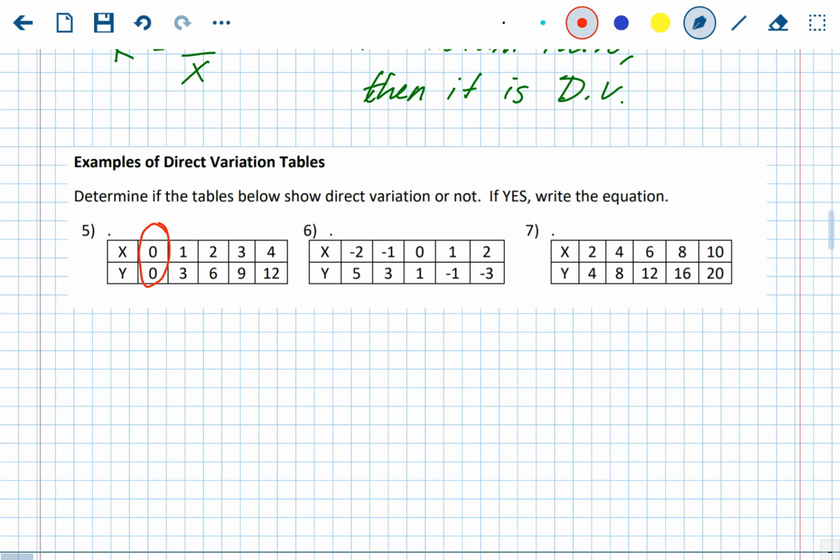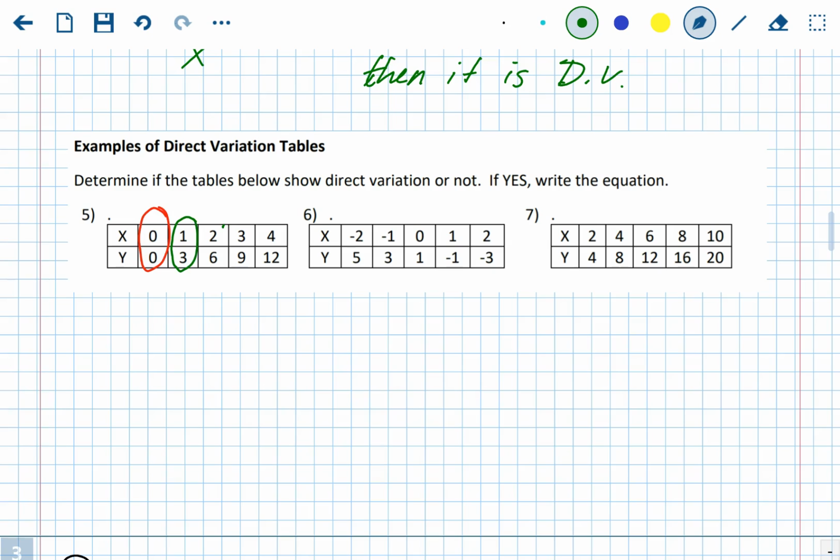Now that doesn't necessarily mean this is a linear table just because it goes through the origin, but we could check that by doing y divided by x. So start dividing some y's over x's. 3 over 1 is 3. 6 over 2 is 3. 9 over 3 is 3. 12 over 4 is 3. So all of these ratios, y divided by x, are 3. That's your k value. Your k value is y over x, and since it's constant, it is direct variation. So our y over x is 3 each time.